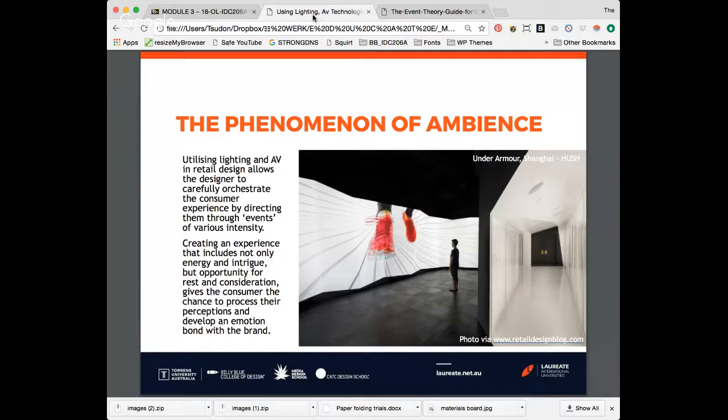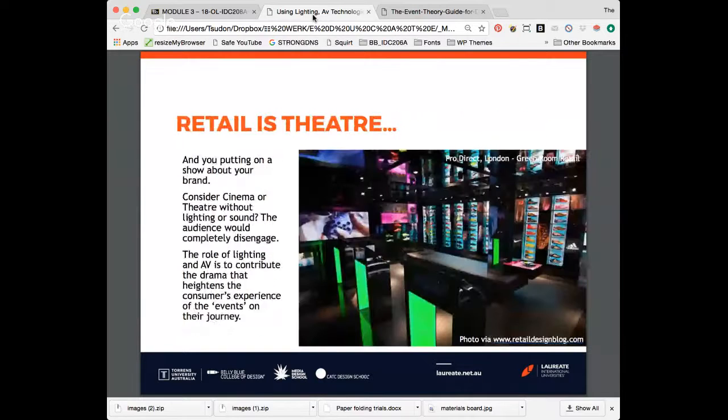So utilizing lighting and AV in that retail design really allows us to carefully orchestrate the consumer experience by directing them through the events that we've set up, playing with intensity and playing with engagement points and rest points on that journey, and creating an experience that includes not only energy and intrigue, but also opportunity for rest and consideration allows that experience to be far better absorbed. So in the earlier weeks, we discussed this idea of if everything is equally intense in that experience, then a consumer will more likely forget what's happened because there's no opportunity to absorb what's actually going on.